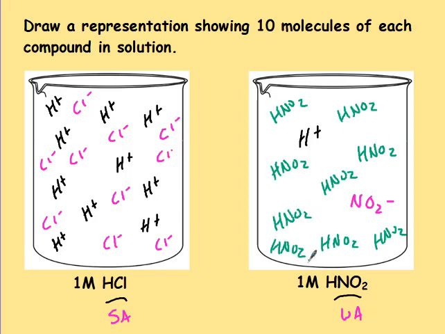So again, our difference between a strong acid and a weak acid is our strong acid breaks apart 100%, giving us lots of H's, while our weak acid breaks up only a small amount, producing a much smaller percentage of hydrogen ions, even though they're the same molarity.